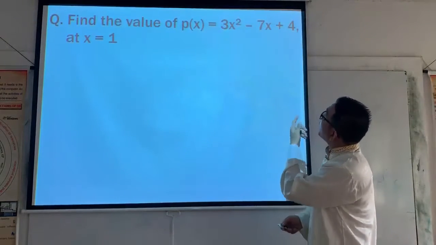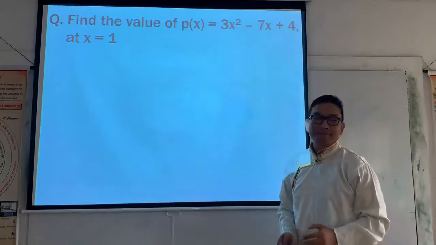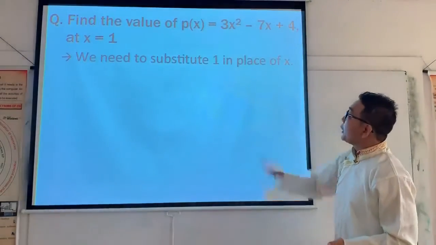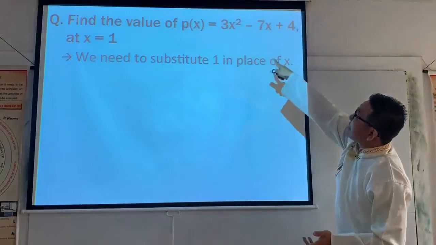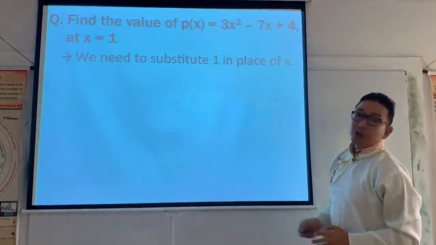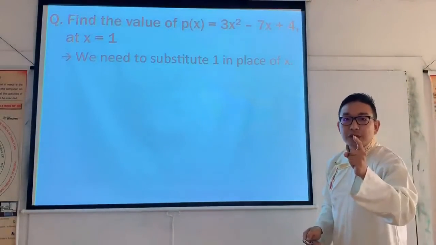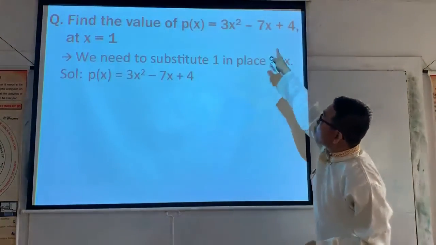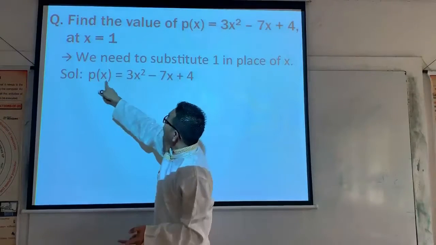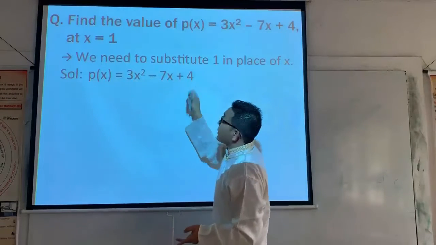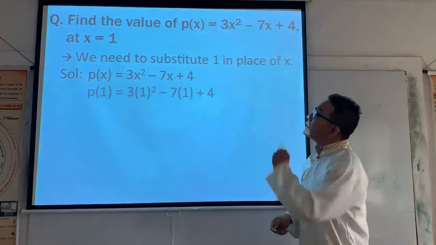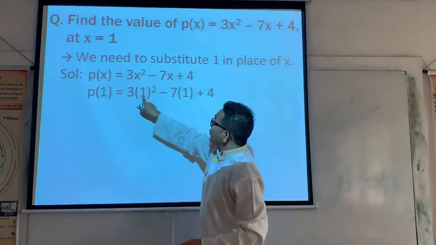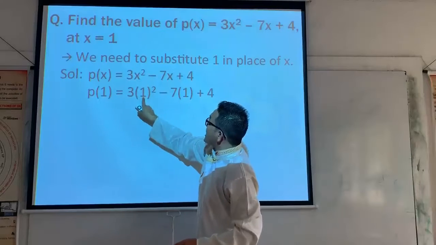Find the value of the polynomial at x equal to 1. So we need to substitute 1 in place of x, and simplify. Write down the polynomial: p of x is equal to 3x squared minus 7x plus 4. Substitute 1 where x is.